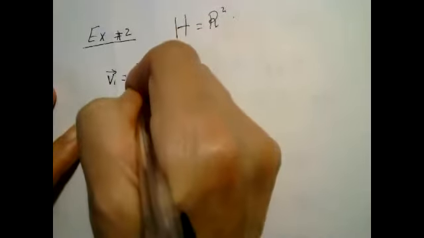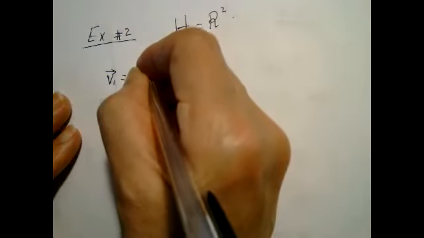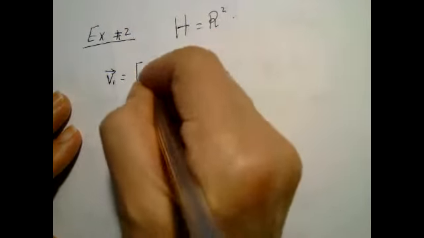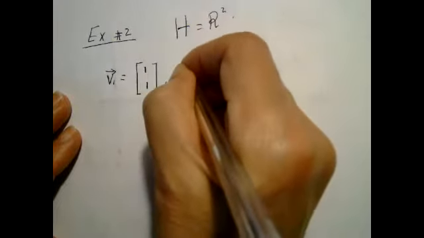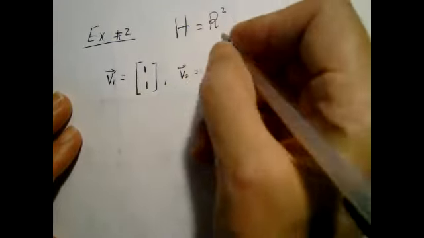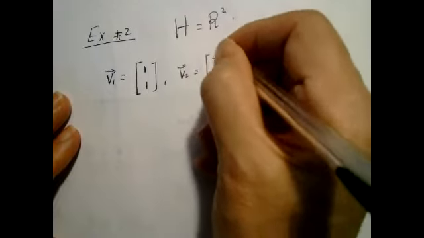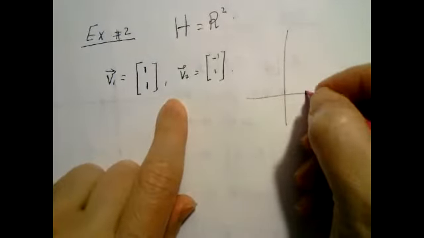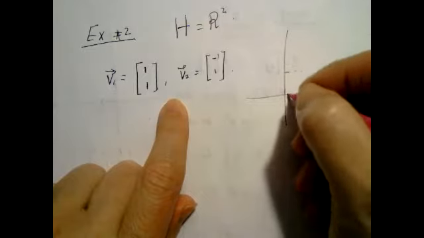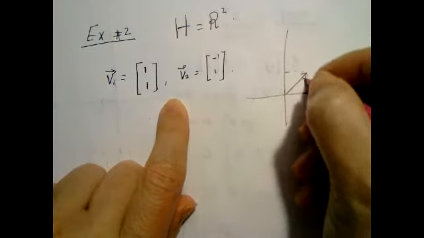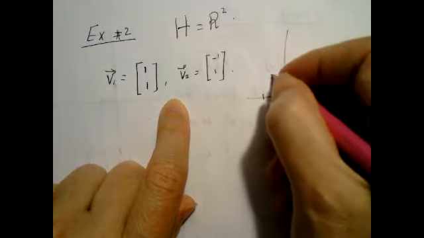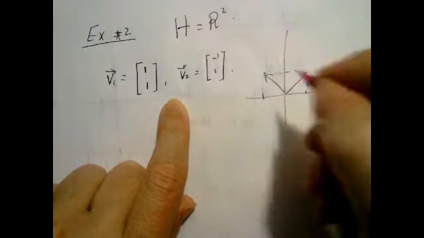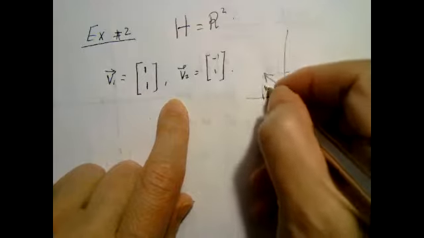Okay, suppose I take V1 to be 1, 1. Whatever you guys are giving me, 0, 4. So let us take the first one, 1, 1. And V2, what your classmate is giving me, is minus 1, 1. Graphically, the first vector is 1, 1. That's my V1. And the other one is minus 1, 1. That's my V2.